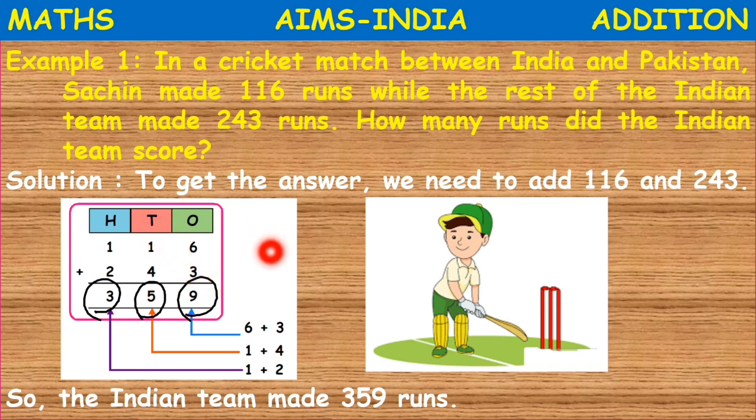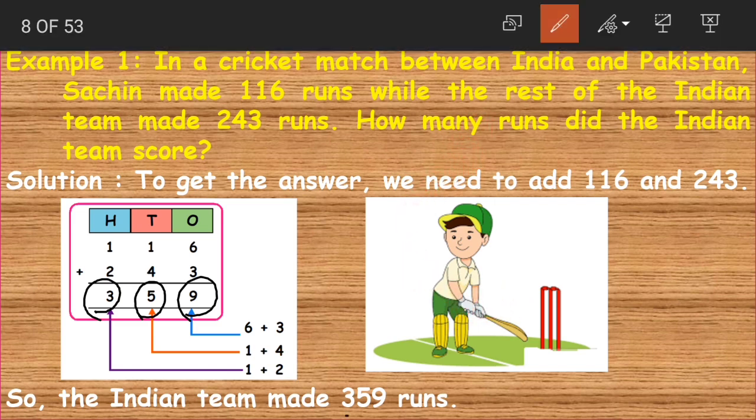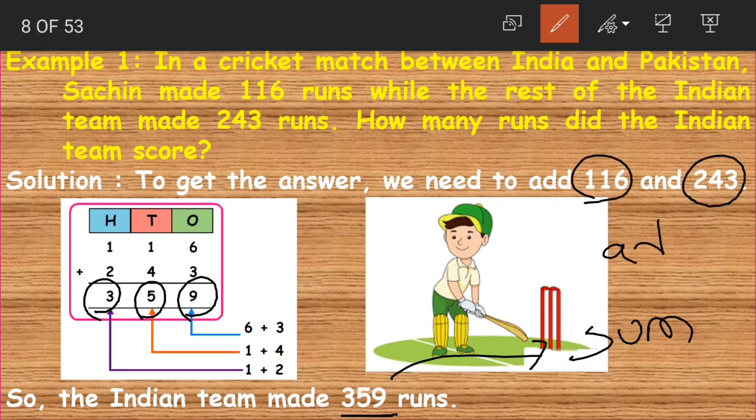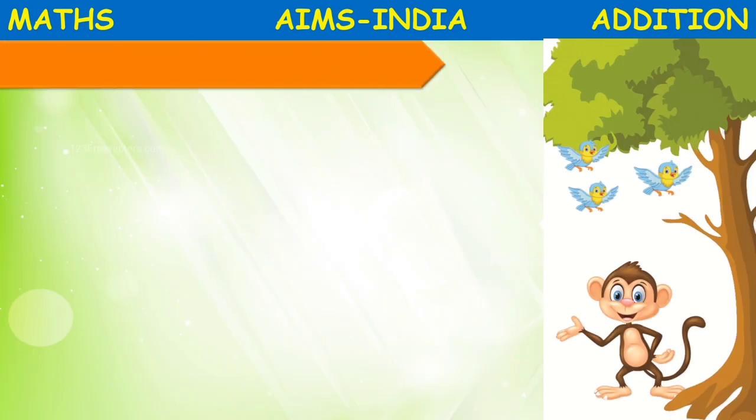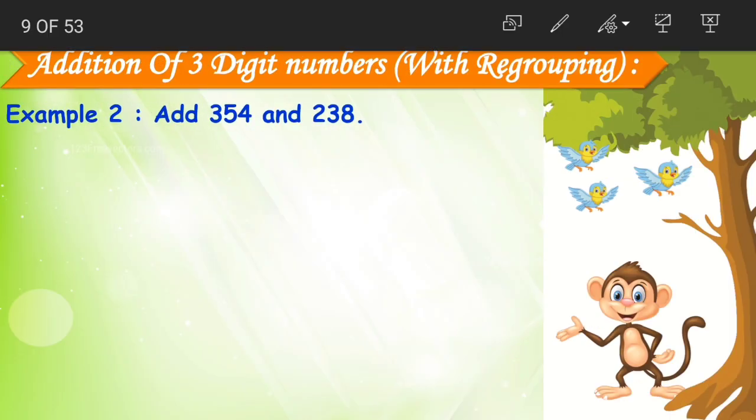How did we find this out? We found it by adding 116, which are the runs made by Sachin, and 243, which are the runs made by the rest of the Indian team. Now this 359 becomes the sum, and these two numbers 116 and 243 become addends, right? Moving on, addition of 3-digit numbers with regrouping. With regrouping is nothing but addition using carry.